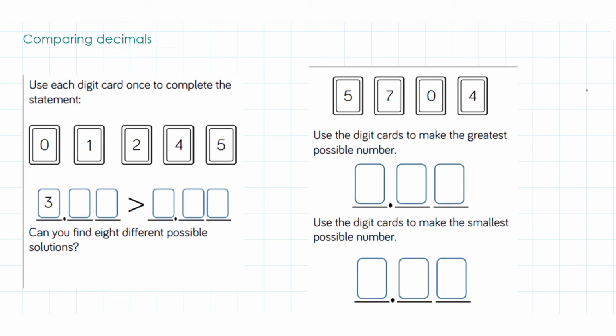Two problems for you to do to get you thinking a little bit more deeply. Number 1, use each digit card once to complete the statement to make it true. Can you find 8 different possible solutions? And then the second one, more digit cards. Use those to make the greatest possible number. Use them to make the smallest possible number.